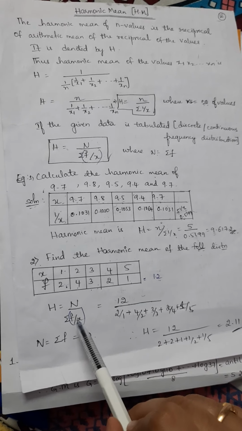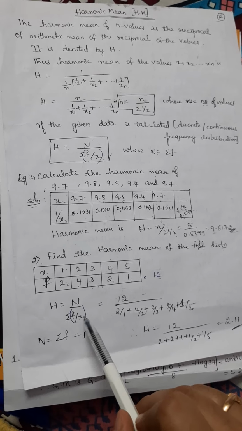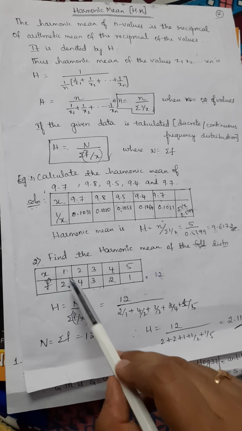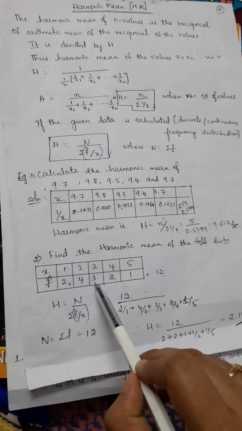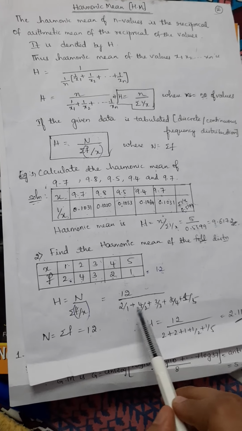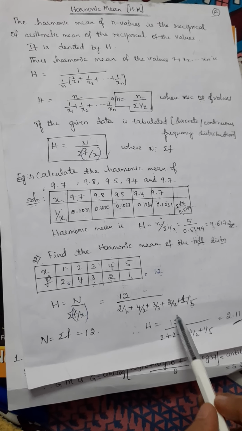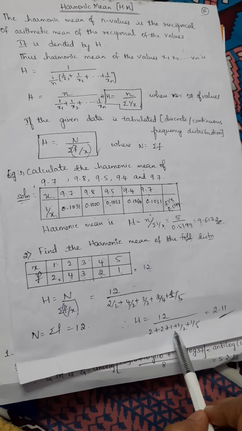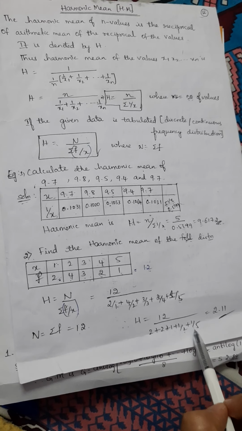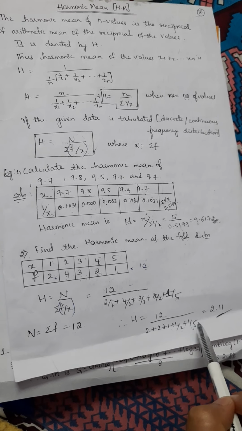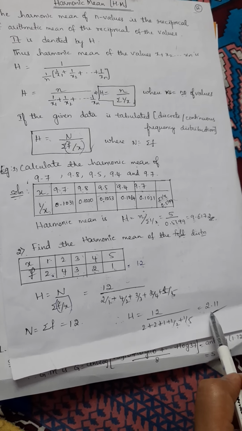12 divided by summation of f by x, which means addition of f by x: 2 by 1 plus 4 by 2 plus 3 by 3 plus 2 by 4 plus 1 by 5. That is what we have written here. So 12 divided by 2 by 1 is 2, 4 by 2 is 2, 3 by 3 is 1, plus 2 by 4 is 1 by 2, plus 1 by 5. If I calculate this value in the calculator, my harmonic mean value will be 2.11.